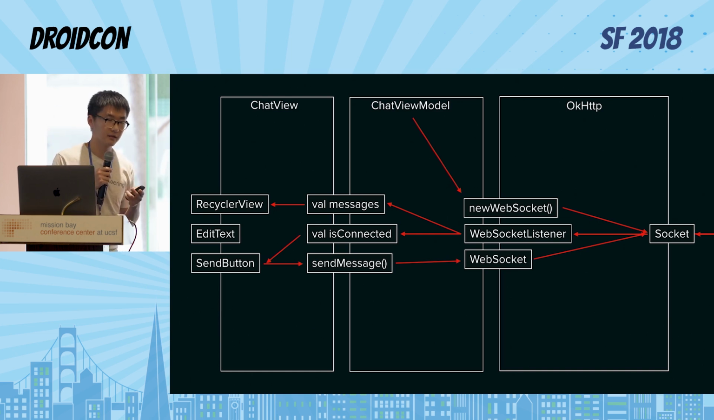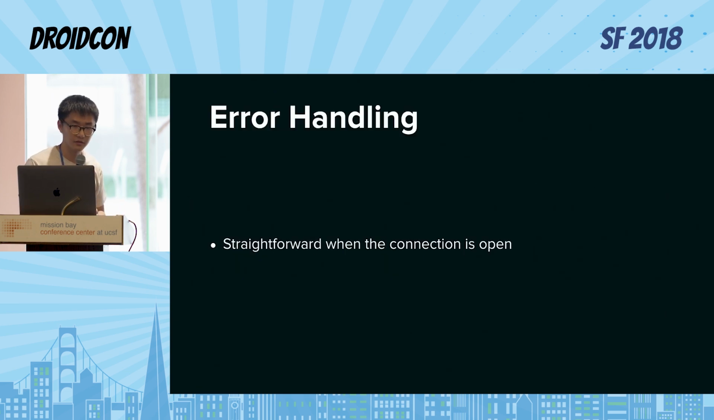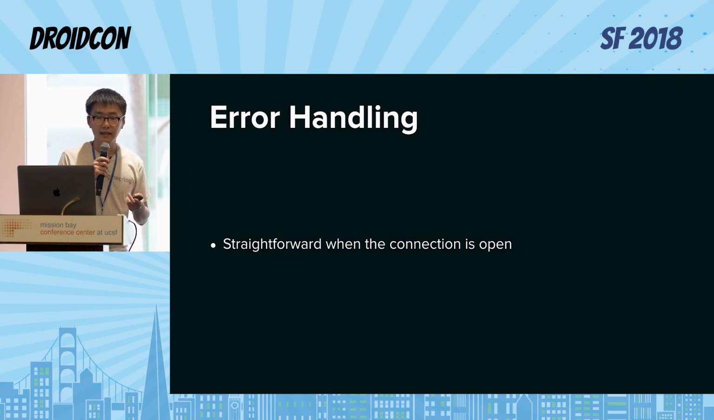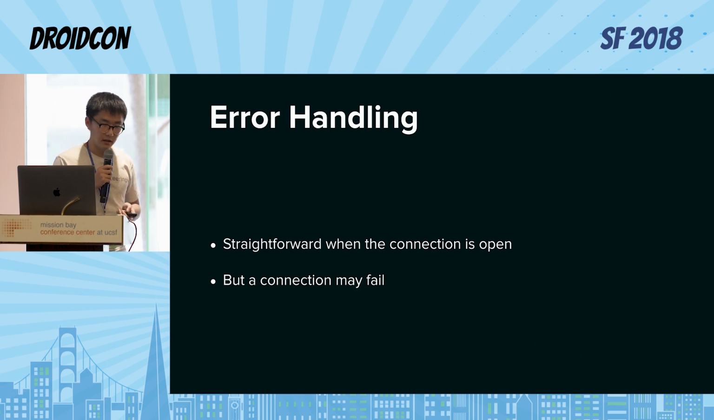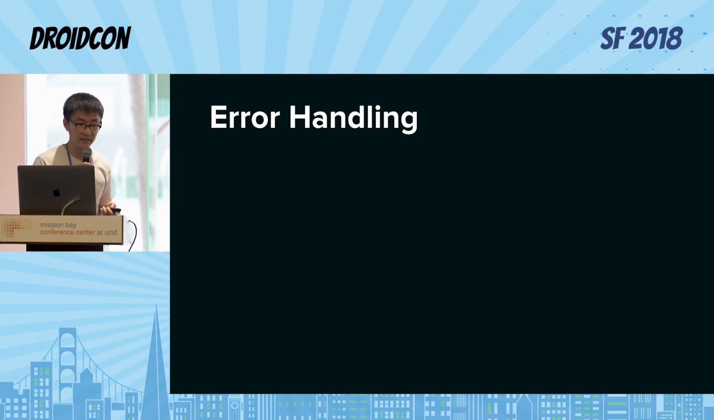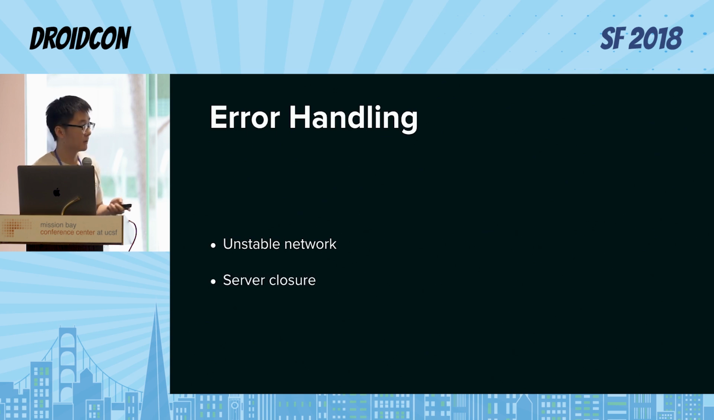But it's not correct. It's a naive implementation because it did not take into account connection failures. As programmers, we tend to focus on the happy path and overlook the edge cases. WebSocket is straightforward when the connection is open. However, things can get complicated when you need to recover from connection failures. A WebSocket connection can fail for many reasons. It can fail when you are on a train passing through a tunnel. It can fail when the server is out of memory and tries to release resources.